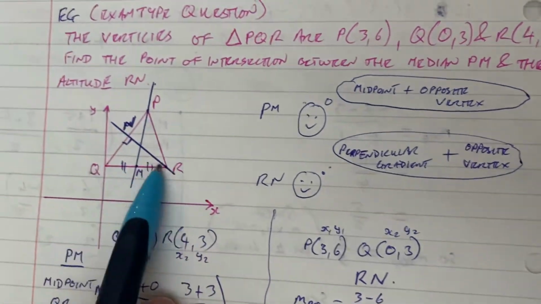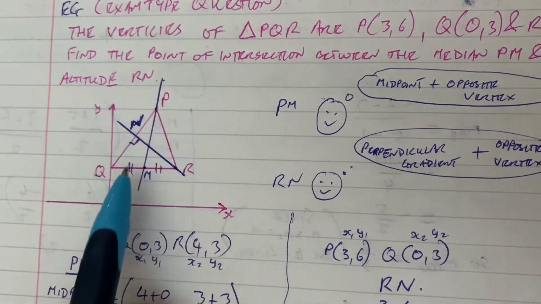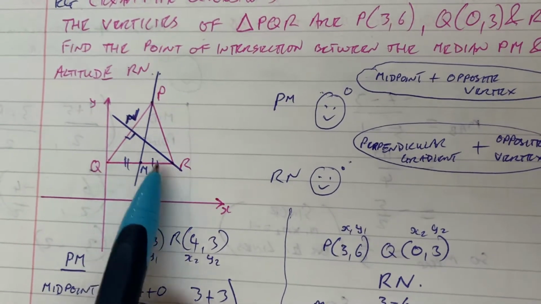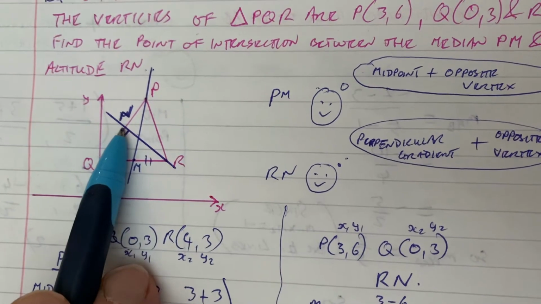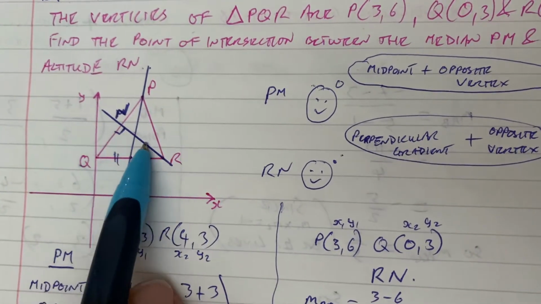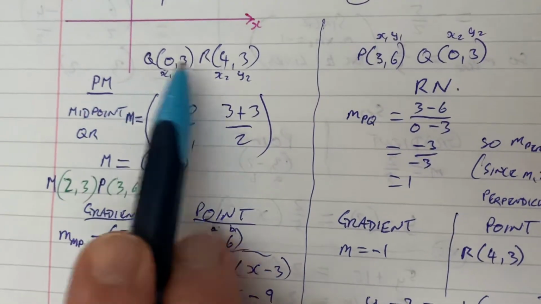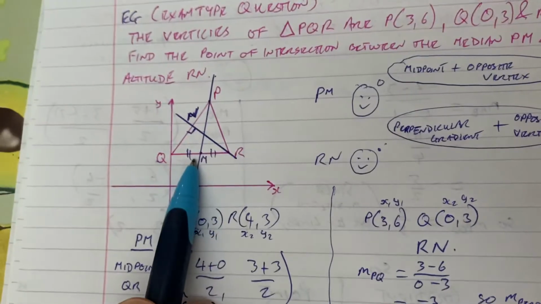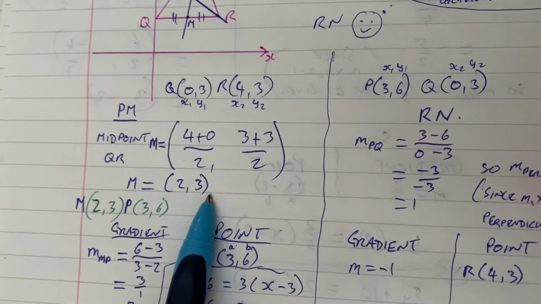So what I've done is a wee sketch. Here, the midpoint of QR going through P, so that's got to be PM. And here, perpendicular, opposite vertex. N is the point on PM. We don't need to find it. We just need the perpendicular gradient and R. Looking at PM, we need Q and R because we need to find the midpoint. So we find the midpoint of QR, which is M.